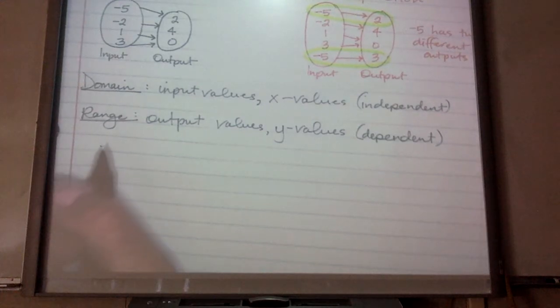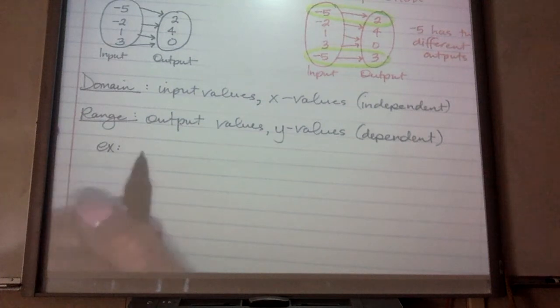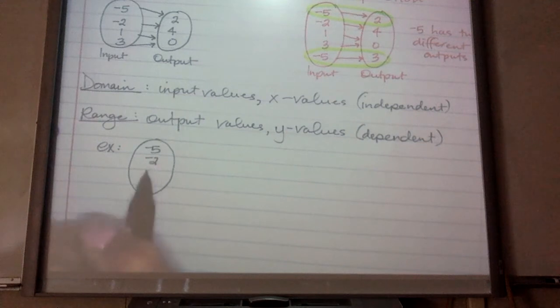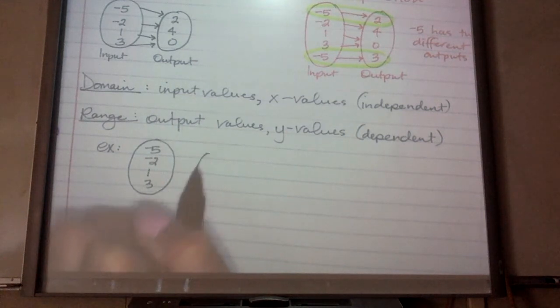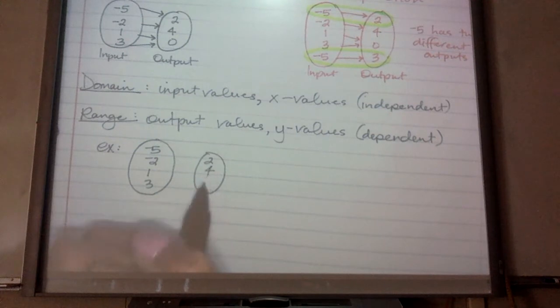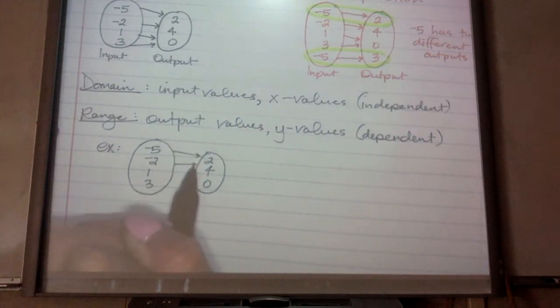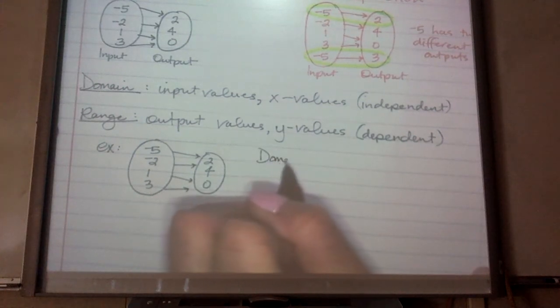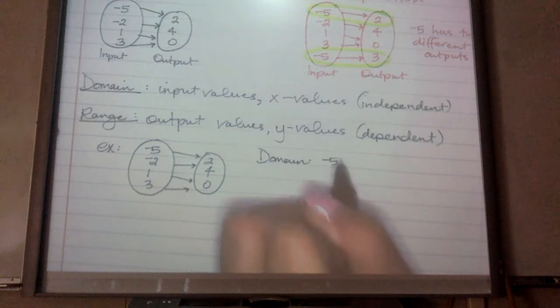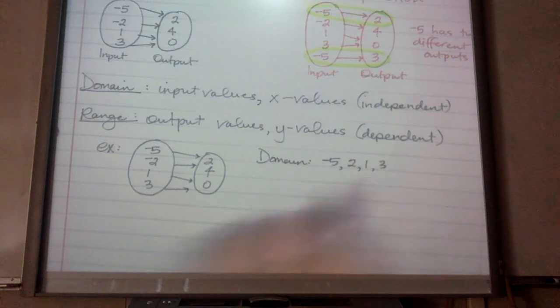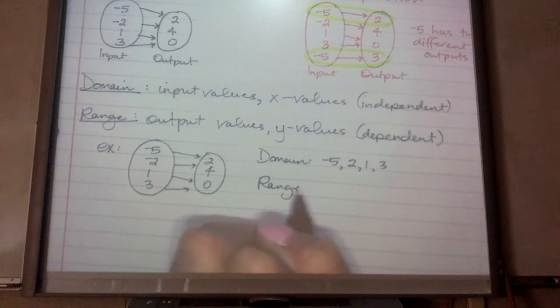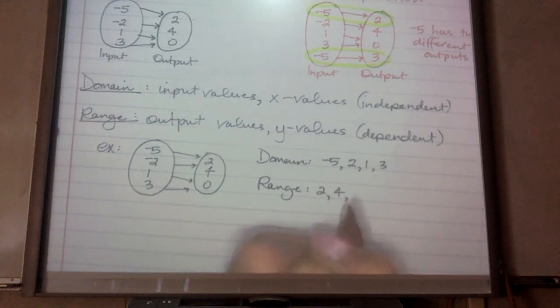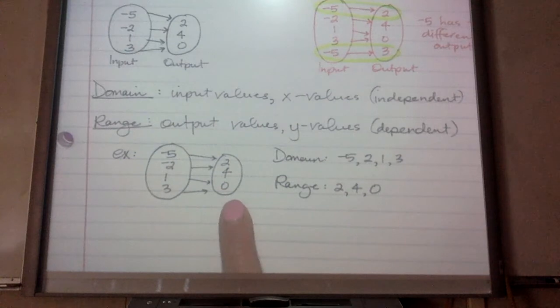So an example, if I use the bubbles above, the domain, I would say, is -5, -2, 1, 3, and my range is 2, 4, and 0. You don't need to list 0 twice. Okay? That should be review.